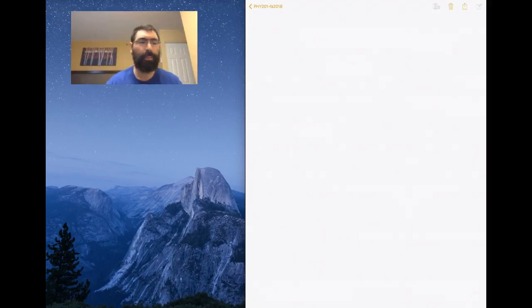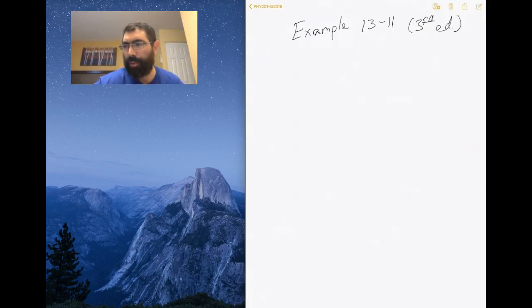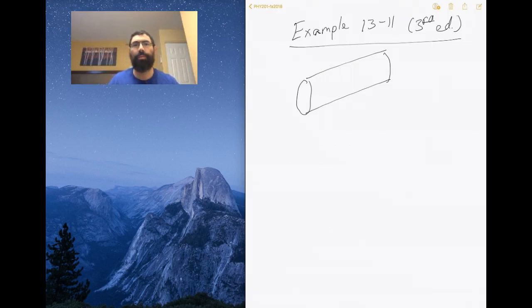I'd like to go over an example from the book using the continuity equation. This is example 13.11 from the third edition of Knight's book. The problem says that, let's say you have a blood vessel, and we can approximate this blood vessel as a cylinder.